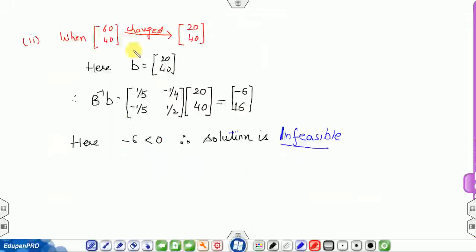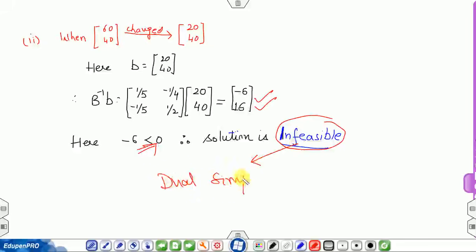Look at the second one. When the right hand side 60-40 is replaced with 20-40, then again you have to calculate the value of B inverse b. Once you calculate it, you will get minus 6 and plus 16. Look at that, minus 6 is less than 0. So it means the solution is infeasible. When the solution is infeasible, you always apply the dual-simplex method.